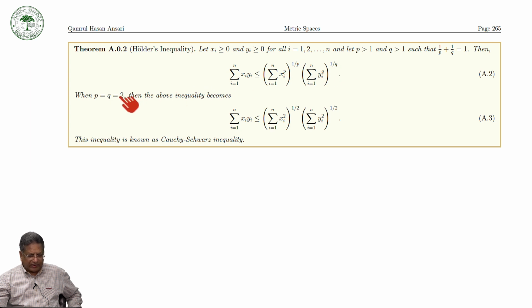Okay, and when p and q are equal to 2, we have this kind of inequality, and it is called the Cauchy-Schwarz inequality.